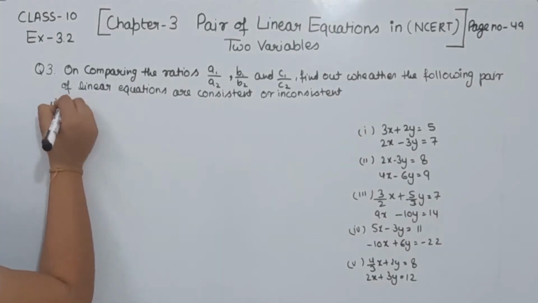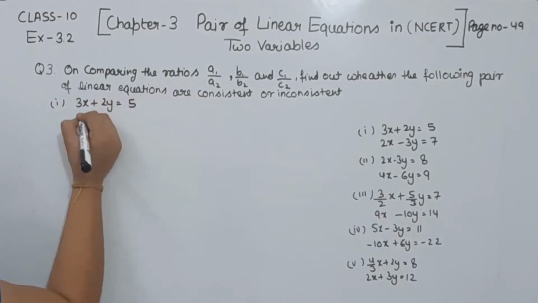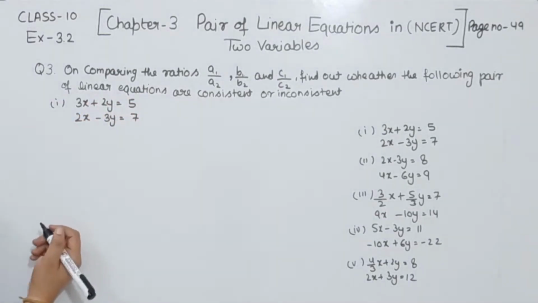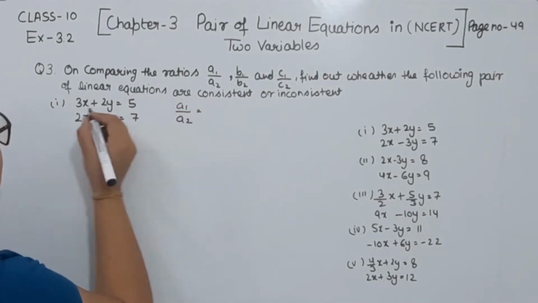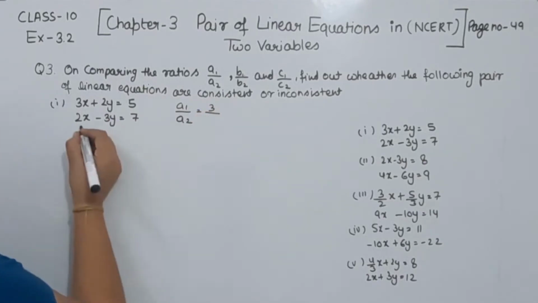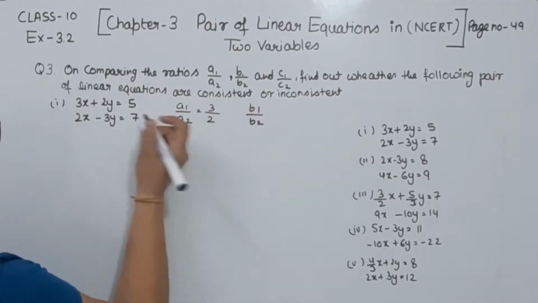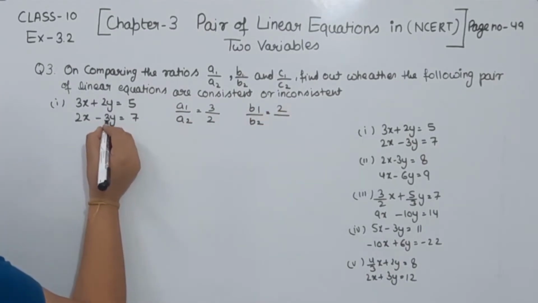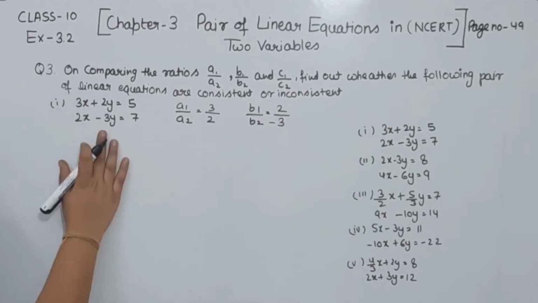The first one we are having is 3x plus 2y is equal to 5 and 2x minus 3y is equal to 7. So here we have to find A1 by A2. A1 is 3 and A2 is 2. Now B1 by B2. B1 is 2 and B2 is the coefficient of y, that is minus 3, of the second equation.